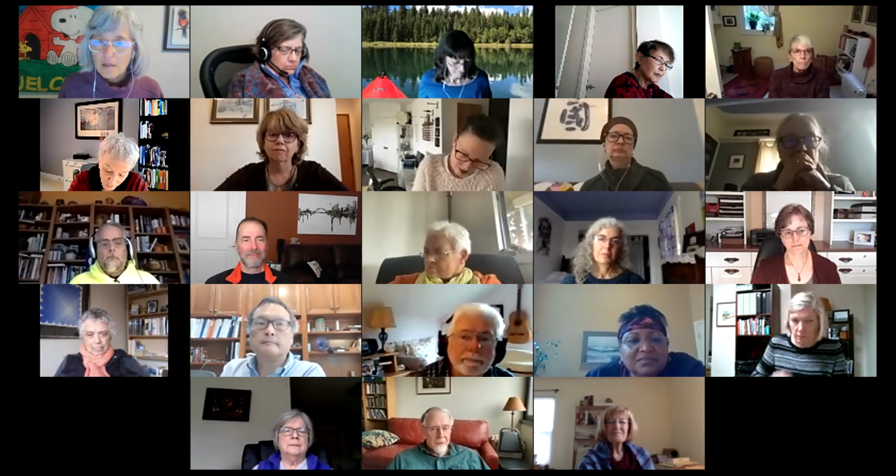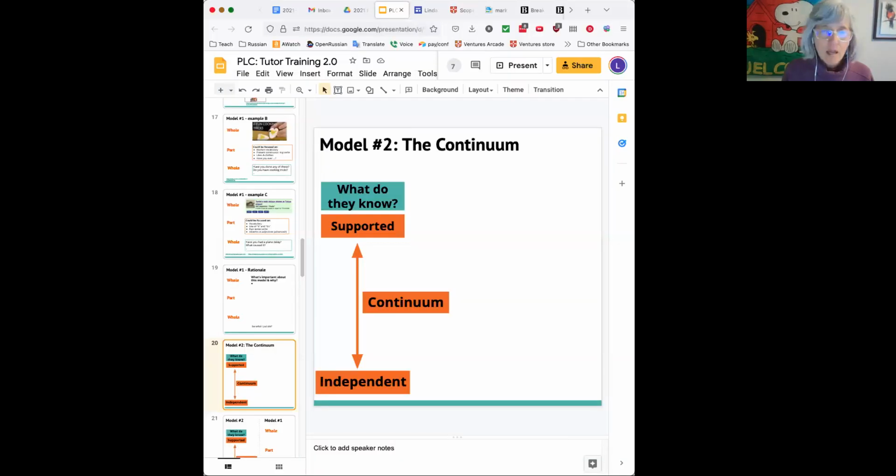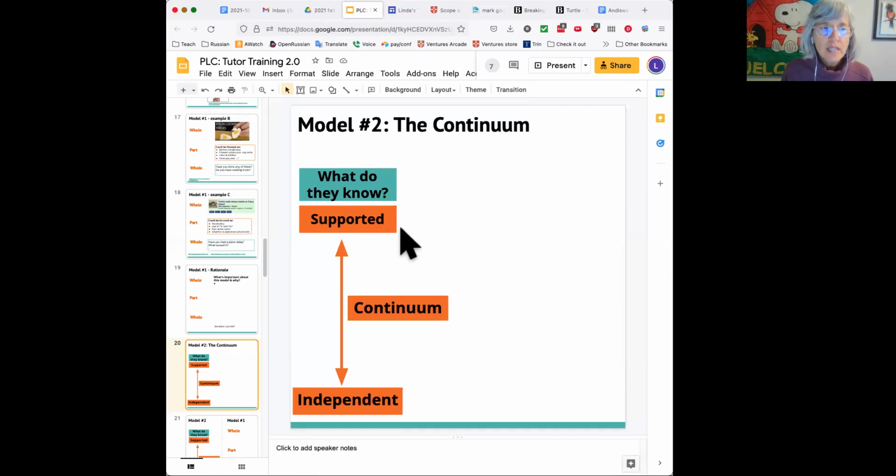Okay, so the second model I call the continuum, and it really starts with what do they know. So we don't want to teach students stuff they already know. It's boring for them and it's boring for us, right? This is where the assessment comes in, the formative assessment. We're not giving them a quiz. We're maybe showing something and asking them what they see, for example.